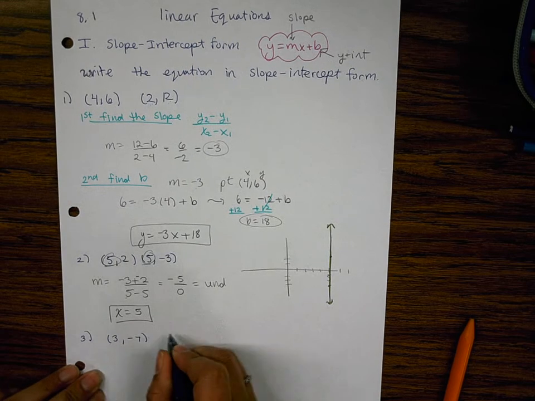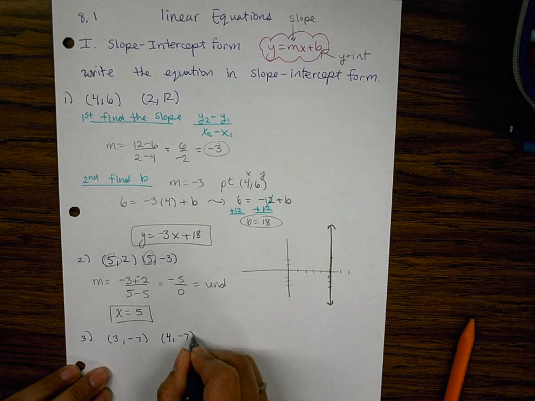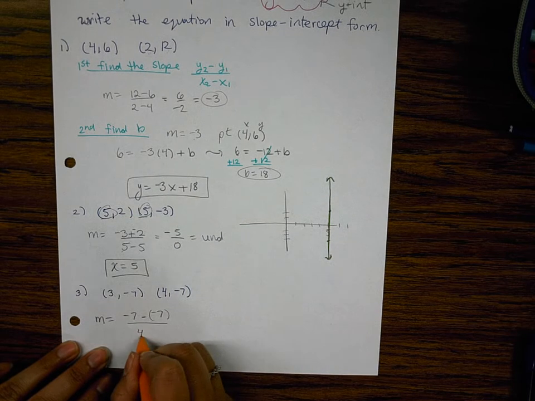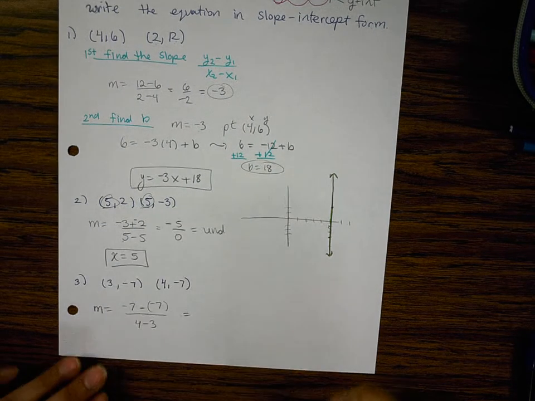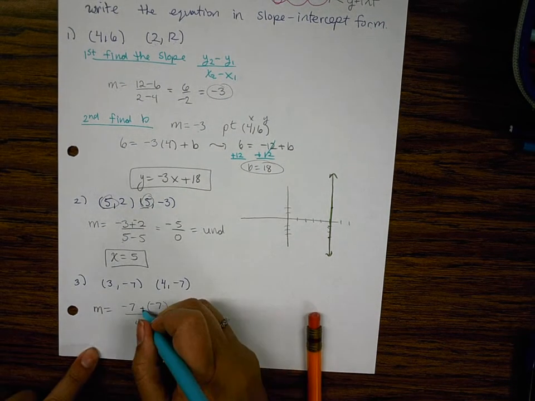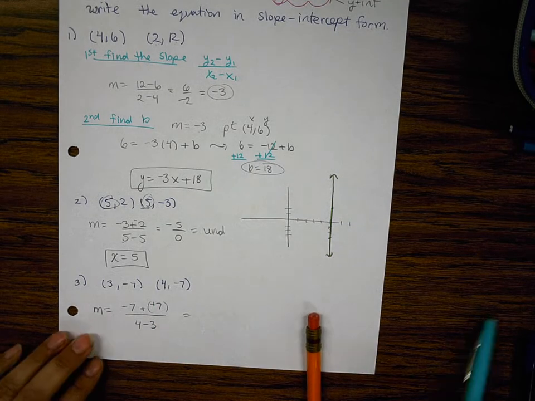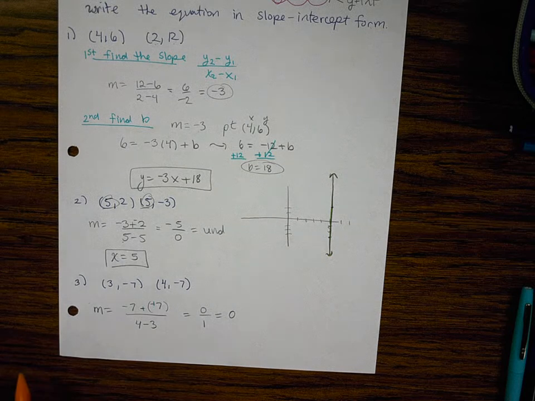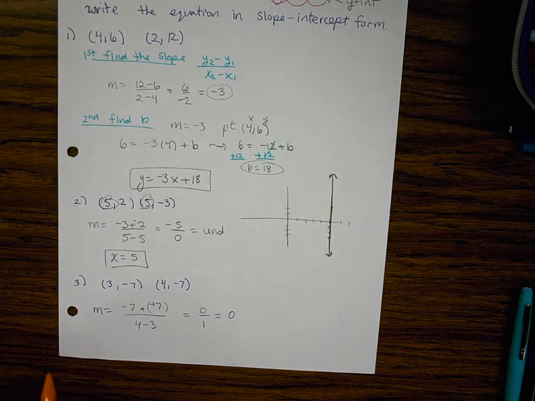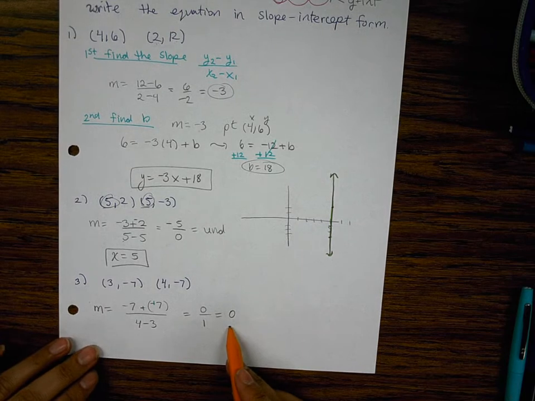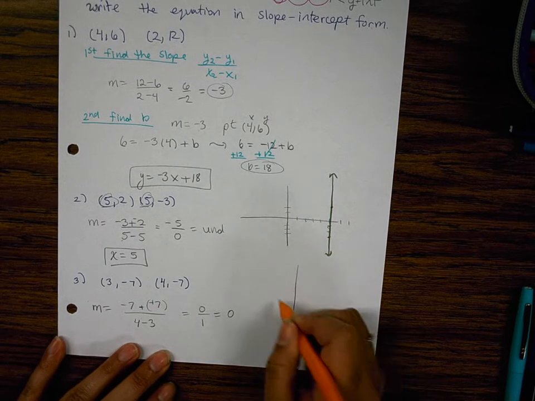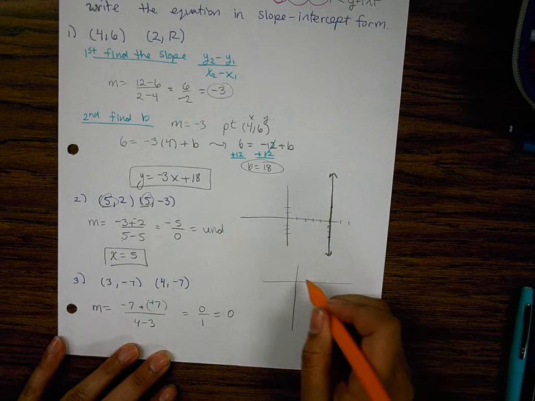Okay, number 3. (3, -7) and (4, -7). First thing I'm going to do is find the slope. -7, I'll put that in parentheses, over 4 take away 3. And we add the opposite, which is -7 plus 7, which is 0, over 1, which is 0. And do you remember what it means to have a slope of 0? It means you have a horizontal line.